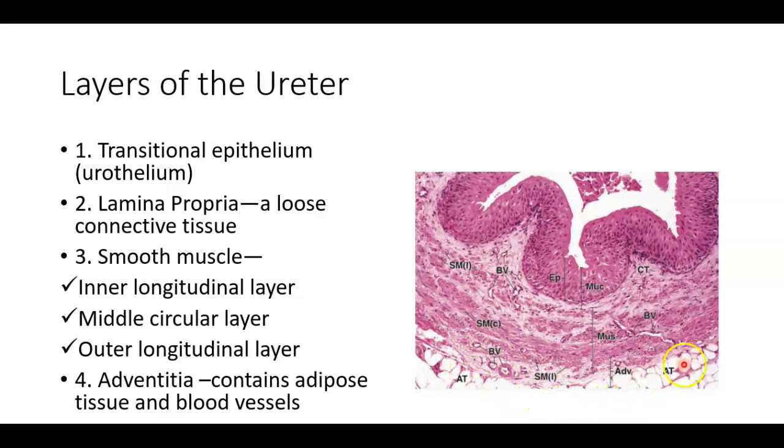This is connective tissue containing a lot of adipose tissue. We're looking at this white, almost empty cell. These are actually the adipose cells. So transitional epithelium, lamina propria, inner longitudinal muscle layer, then the circular muscle layer, and in the lower part of the ureter, we also get another layer of muscle, the outer longitudinal muscle layer.